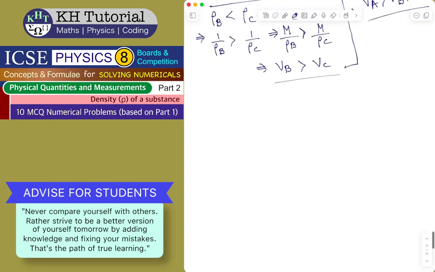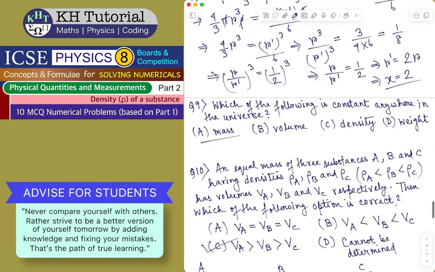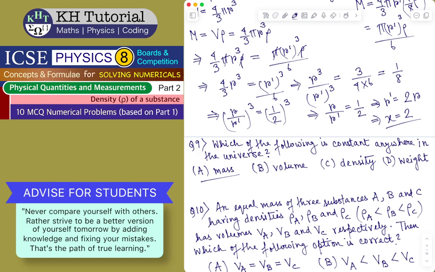So this was the last question. This brings to an end solving 10 conceptual problems based on the concept of density of a substance. If possible, I will try to solve another set of 10 problems on the concept of density of a substance, which I have covered in part 1. So if you solve these 20 problems on density, it will cover most variations of the problems.